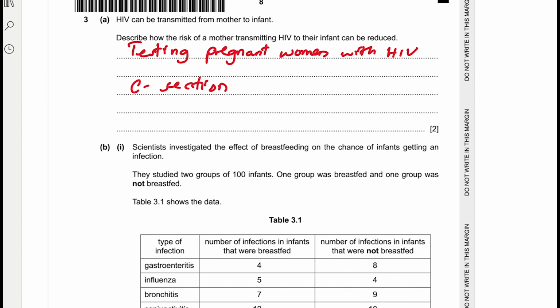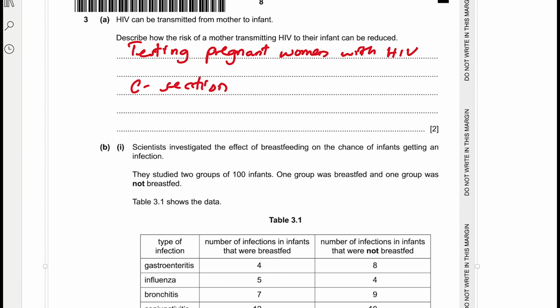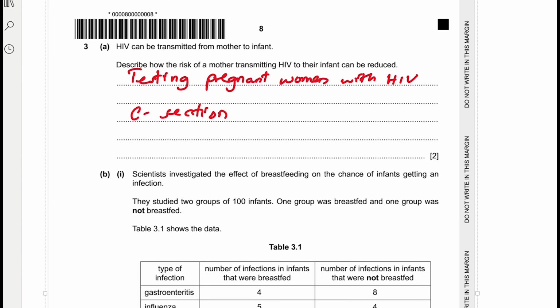Okay, scientists investigated the effect of breastfeeding on the chances of infants getting an infection. They studied two groups of 100 infants. One group was breastfed and one group was not breastfed. We can see here the types of infections and the number of individuals who are infected from those who are breastfed and those who are not breastfed. So you can see here.